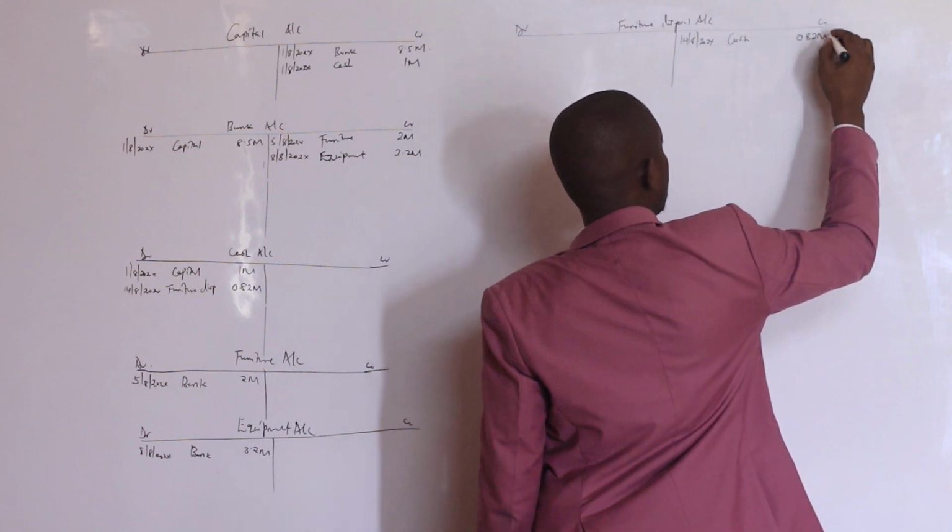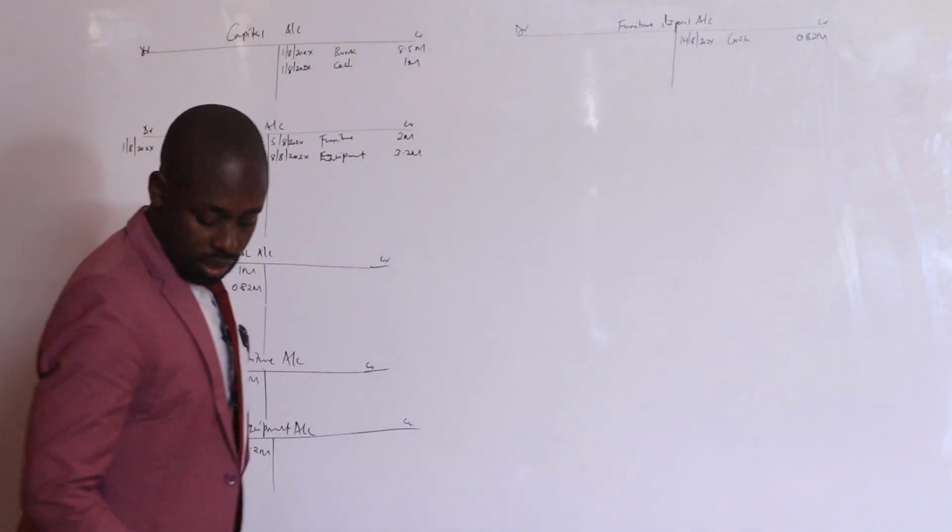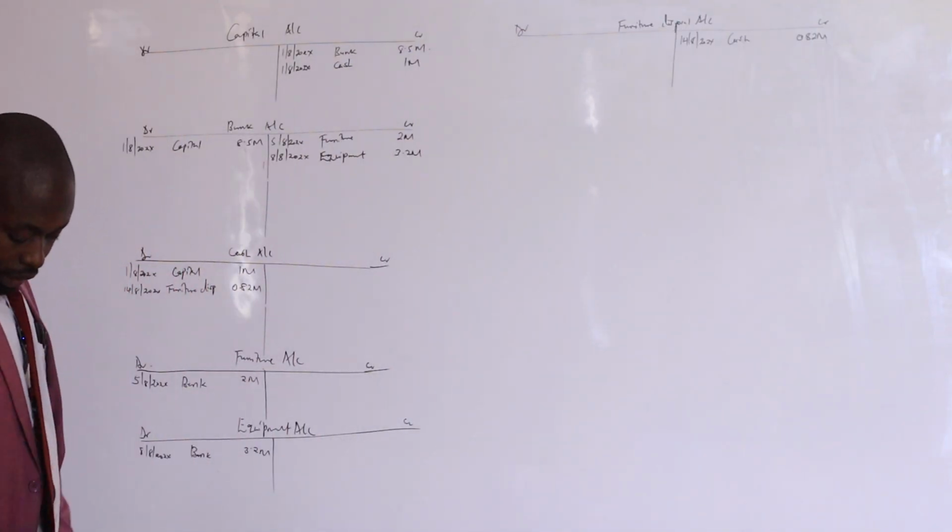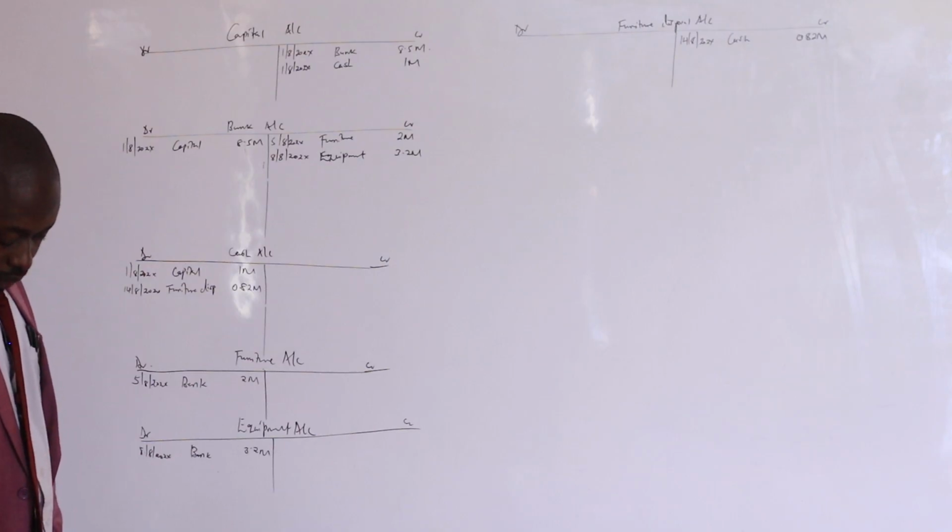Then next, issued shares amounting to 4 million, receiving the inflows by check.